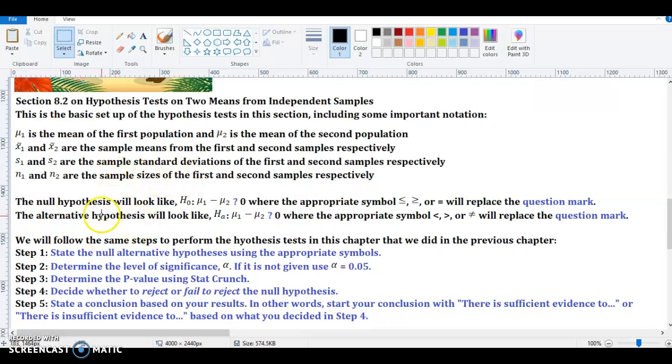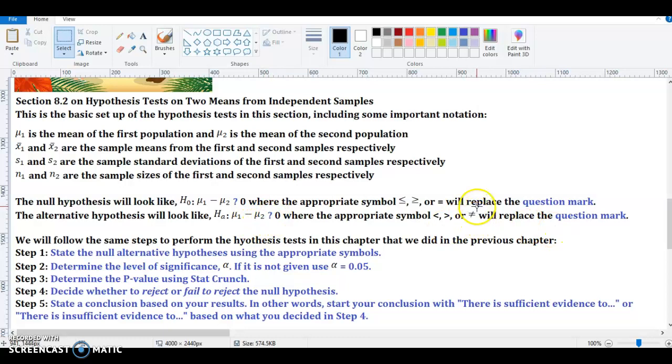In section 8.2, the null hypothesis will look like the following. H0 is the null hypothesis. Because we're dealing with the means from two different populations, mu1 minus mu2 is the difference between those two means. We replace the question mark with either the less than or equal to, greater than or equal to, or equal to symbol, based on the wording given in the problem. So this will be either greater than or equal to, less than or equal to, or equal to 0. Likewise, the alternative hypothesis HA will look like this, where you replace the question mark with either the less than, greater than, or not equal to symbol. In other words, mu1 minus mu2 will either be less than 0, greater than 0, or not equal to 0.